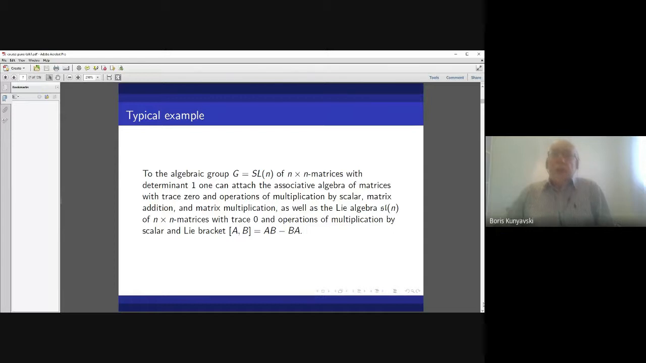We consider the algebraic group SL_n of n by n matrices with determinant 1. And I can attach to it the associative algebra of matrices with trace 0 and operations of multiplication by scalar, matrix addition and matrix multiplication. And also I can consider the Lie algebra sl_n of n by n matrices with trace 0 and the operations of multiplication by scalar as before, and Lie bracket [a, b] given by the usual commutator formula, a times b minus b times a. That's a typical situation.